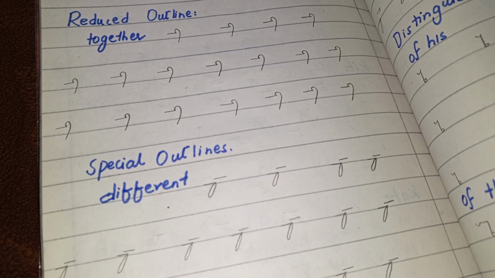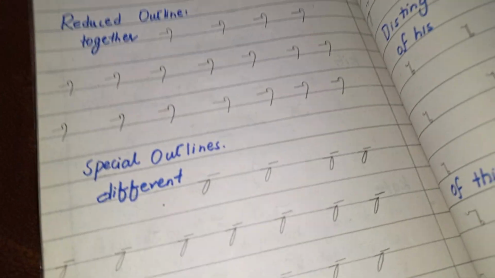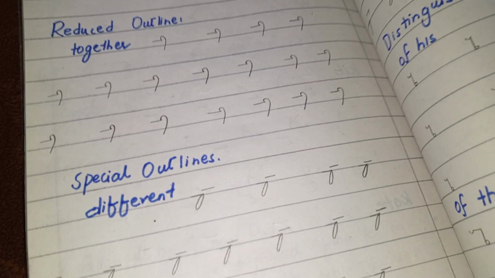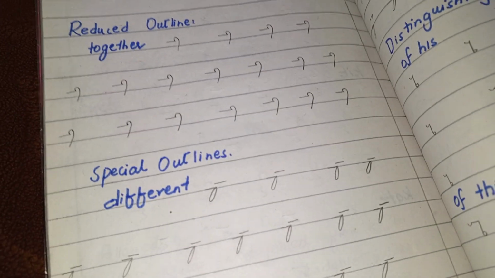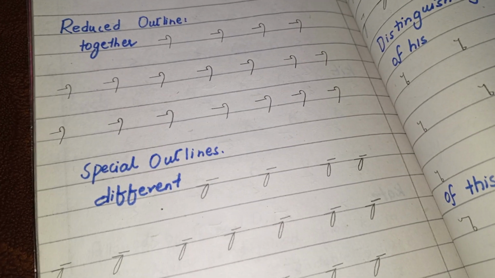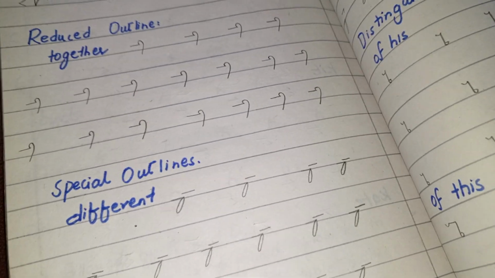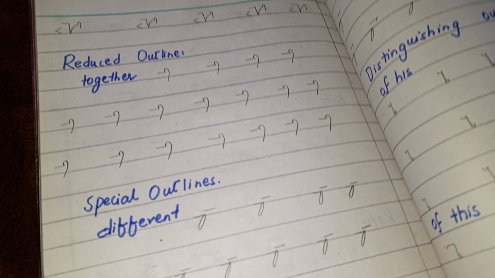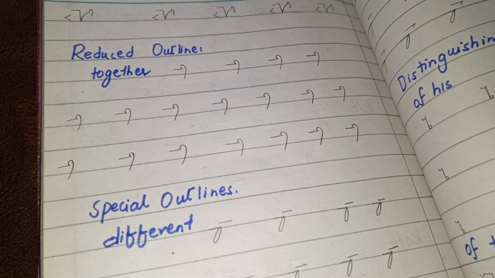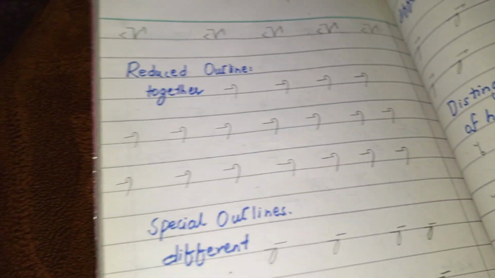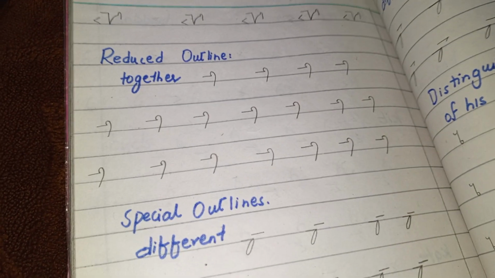In the previous lecture, we discussed the words ending in NCH. In this lecture, we will discuss the reduced outlines, special outlines, and distinguished outlines. So students, let's start the lecture. Here is our first word, together.